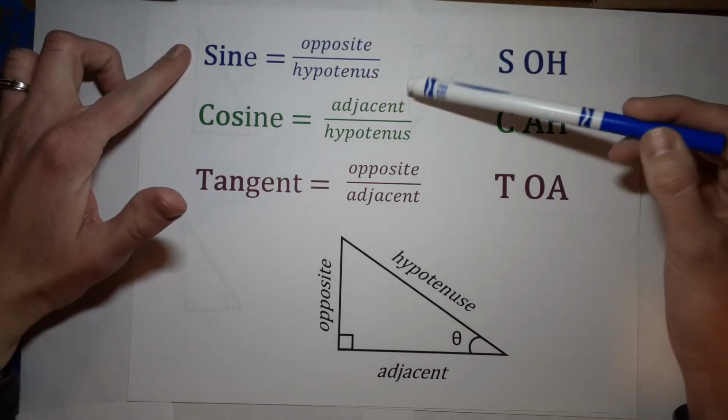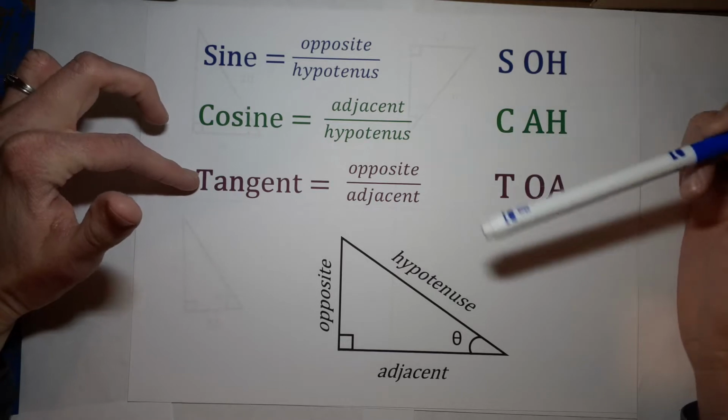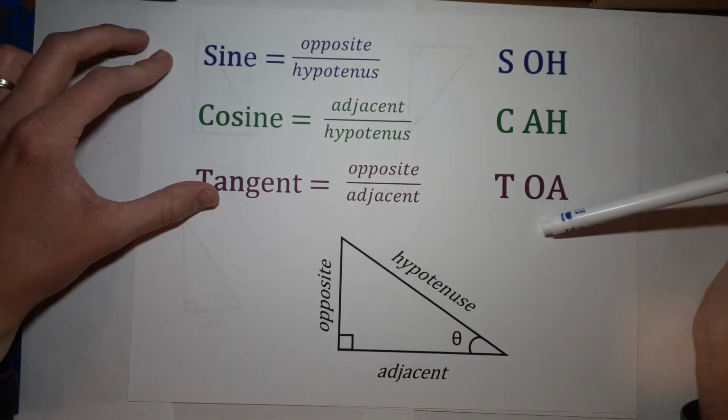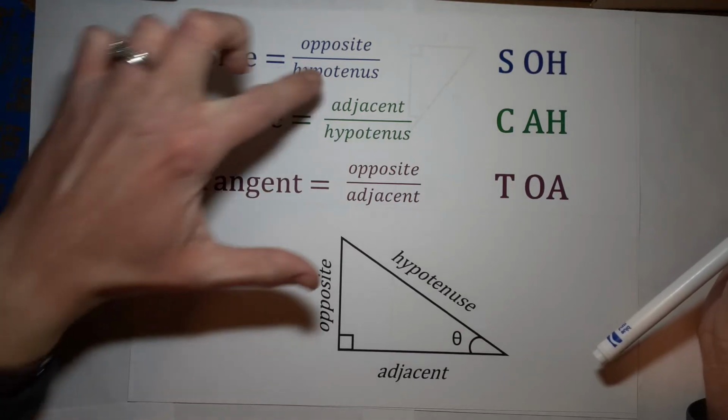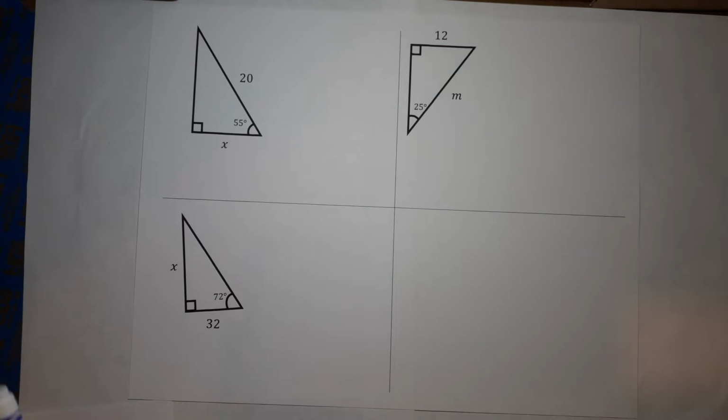The sine is opposite over hypotenuse. Cosine is adjacent over hypotenuse. Tangent is opposite over adjacent. And this is the way to help you remember: SOH CAH TOA, the beginning of each of these. Okay. All right. Let's get to work.